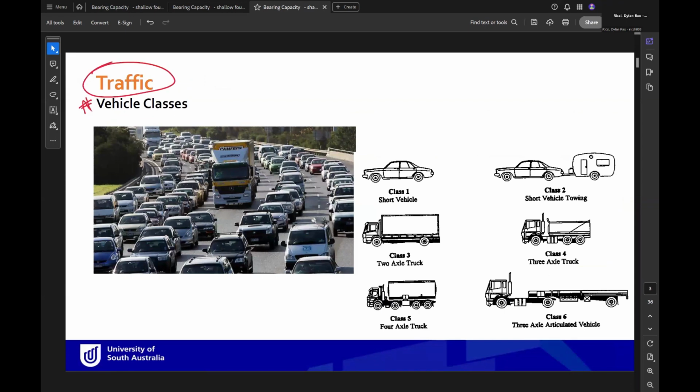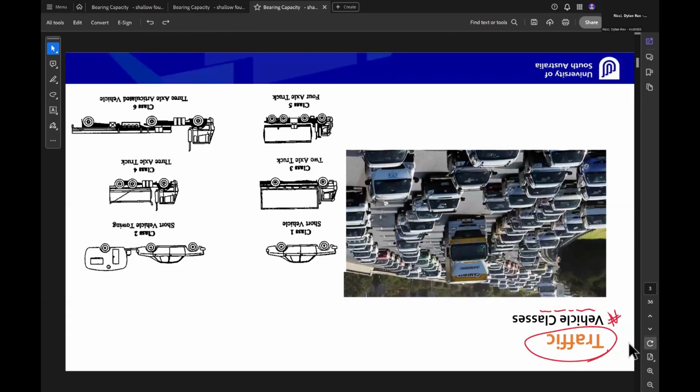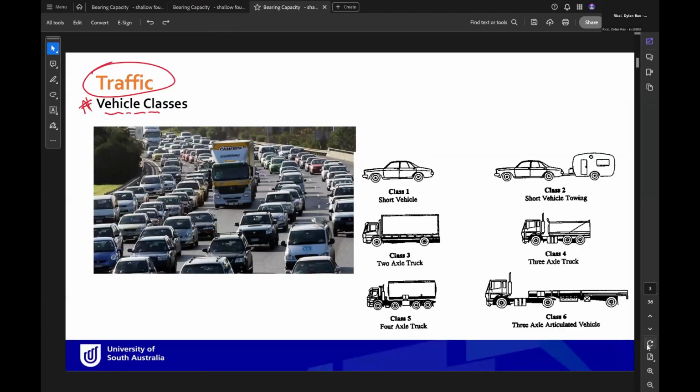The first information or the first note we need to know in the traffic is that the vehicles are classified into some classes, as you can see here in this photo. The traffic on any road contains various types of cars, so that's why we need some classification for the vehicles' load depending on their size and their weight.